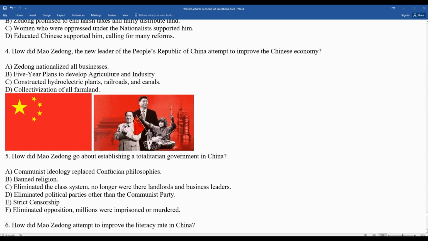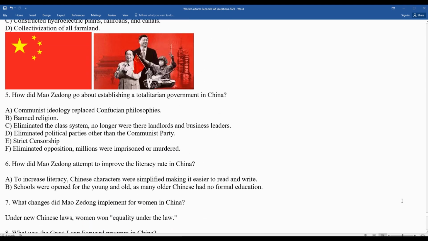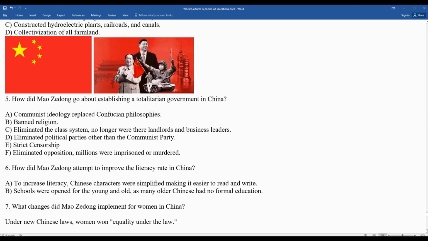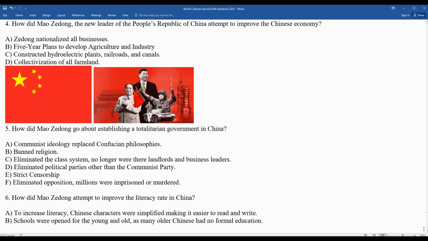6, how did Mao Zedong attempt to improve the literacy rate in China? To increase literacy, Chinese characters were simplified, making it easier to read and write. Schools were open for the young as well as the old, as many older Chinese had no formal education to that point in time.